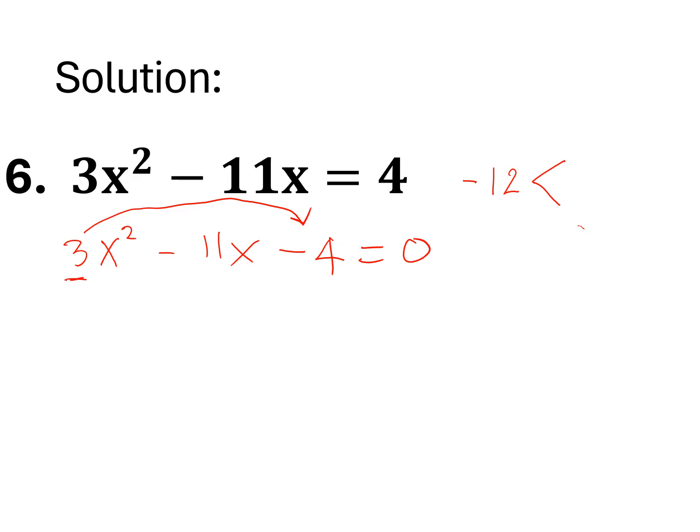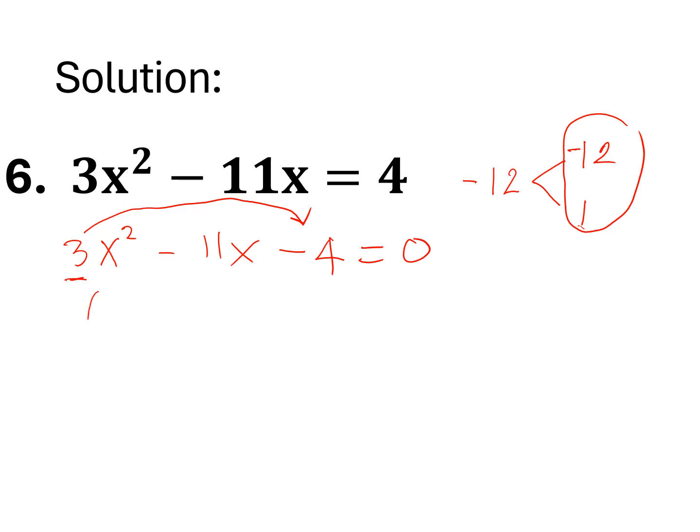So the factors are negative 12 and positive 1. So negative 12 times 1, that is negative 12. Negative 12 plus positive 1, that is negative 11x. If we combine these, copy the sign of the bigger number, then subtract. So these are the two numbers.